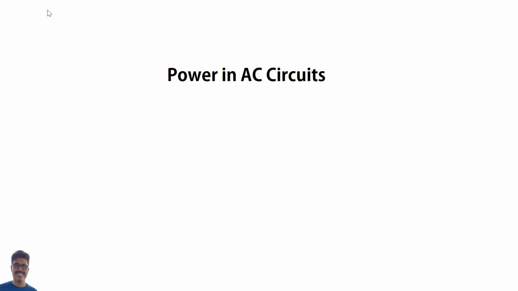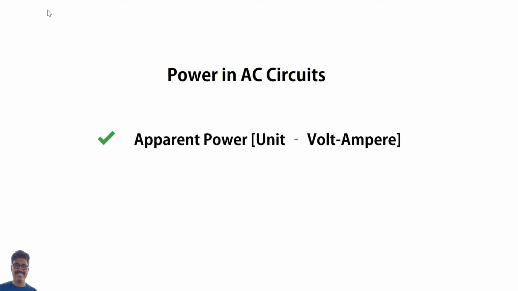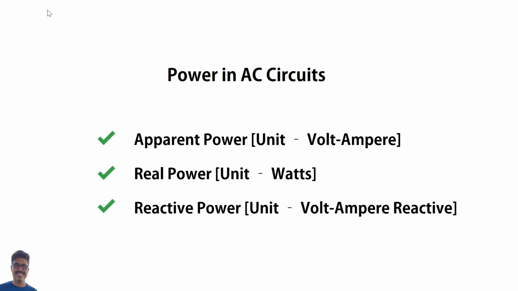There are three kinds of power in AC circuits. One is apparent power. The unit for apparent power is volt ampere. The second one is real power. The unit for real power is watts. The third one is reactive power. The unit for reactive power is volt ampere reactive, which we can also call VAR. So what is apparent power, what is real power, and what is reactive power?